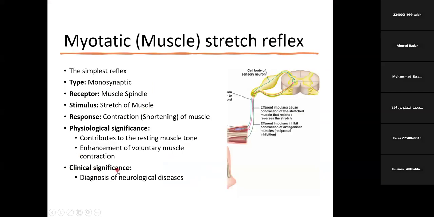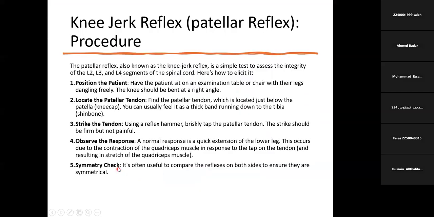Now, this is about the quiz. Now about learning: you should know how to perform the knee jerk. And last week when you had your lab, you just have a look at this.